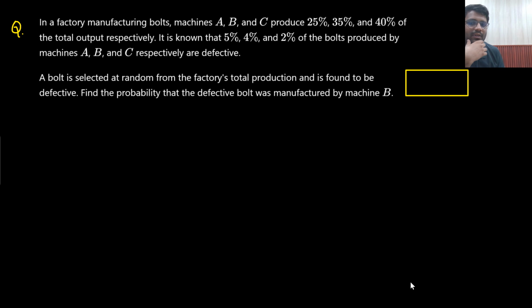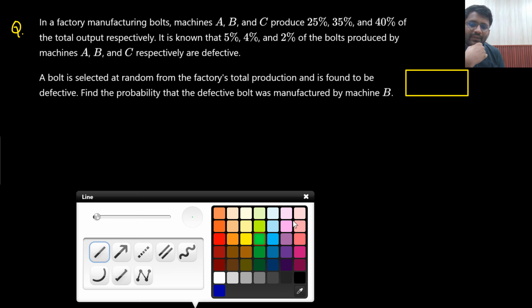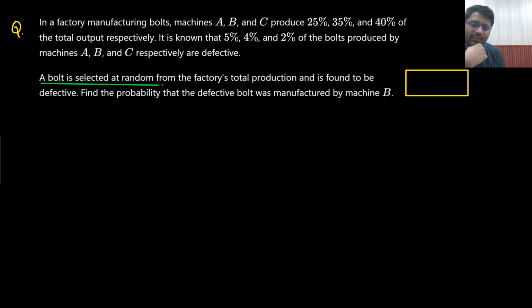It is known that 5%, 4% and 2% of the bolts produced by machines A, B, C are defective. A bolt is selected at random from the factory's total production, and it is found to be defective. Find the probability that the defective bolt was manufactured by machine B.